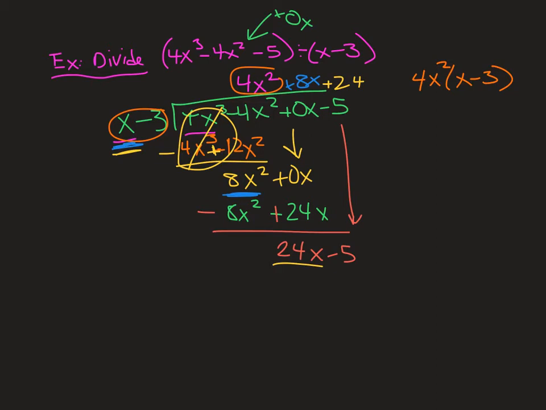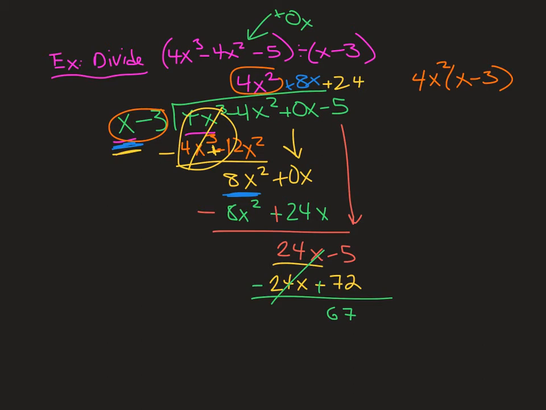And then I multiply through again. So I get 24x. Negative 3 times 24 is minus 72. I change the signs on both of these, so I change it to subtraction. These cancel out. I am going to be left with 67 as my remainder.